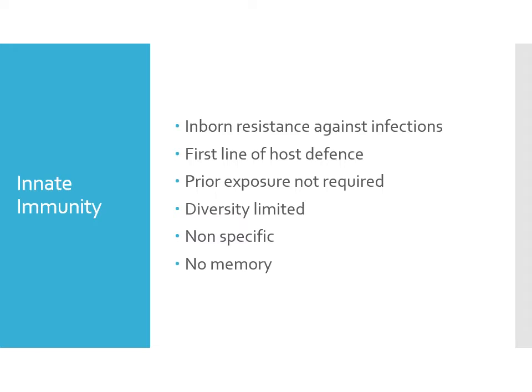Then it is non-specific. It is not targeting any particular antigen; it will act on whatever antigen enters. And then there is no memory. In acquired immunity, the responses are all due to memory cells. In innate immunity, whether the antigen enters the first time, the second time, or multiple times, the response will be the same. The primary and secondary immune responses which we see in acquired immunity are not seen in innate immunity. There is no difference in the immune responses. So there is no memory and it is non-specific.